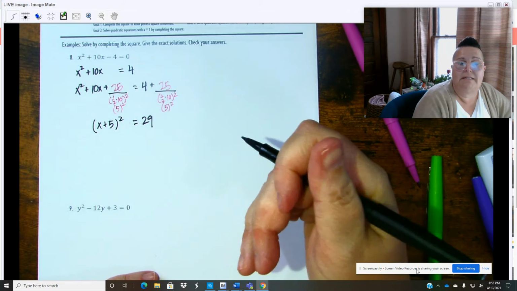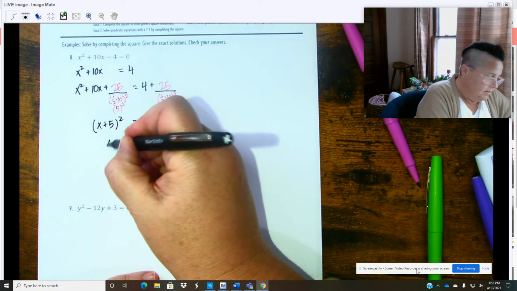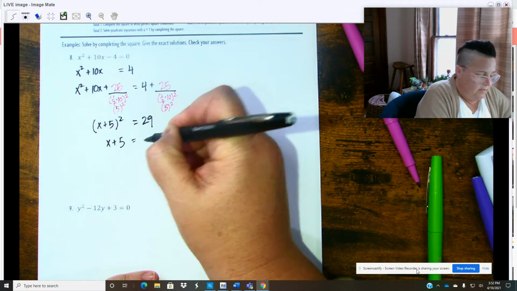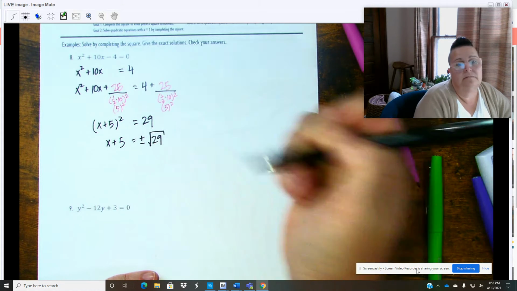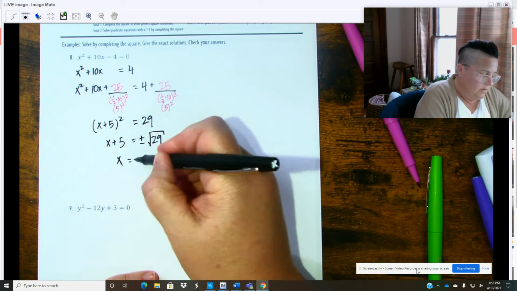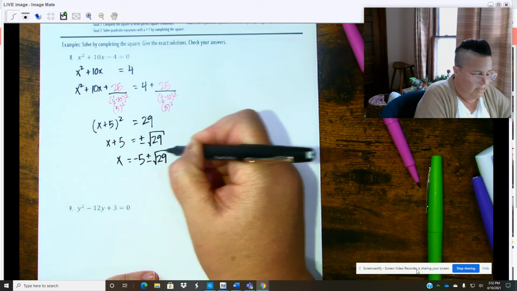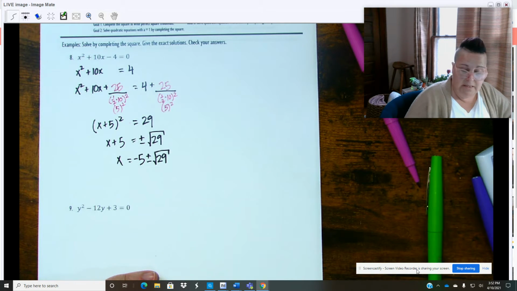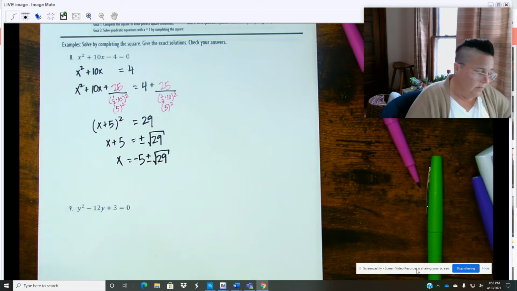Now, just like we did in 9.1, we're going to take the square root on both sides. So x plus 5 is equal to a positive negative square root of 29. And then I'm going to subtract the 5 over. So x is negative 5 plus or minus the square root of 29. This gives me the exact solution, which I have not checked yet. So I do need to check it.